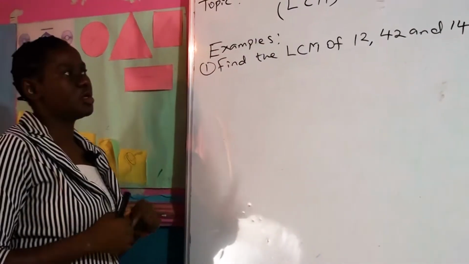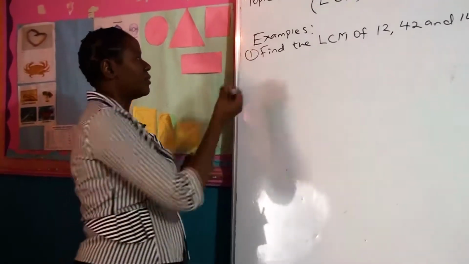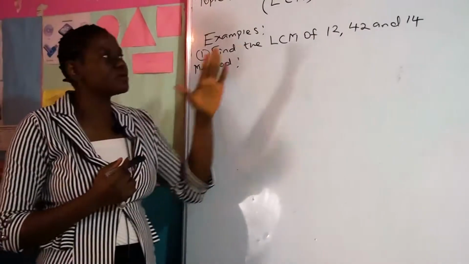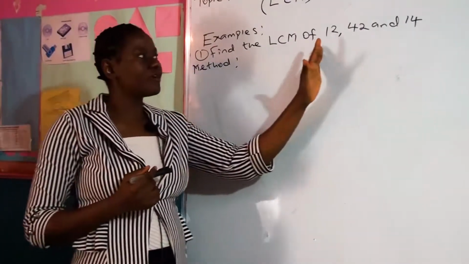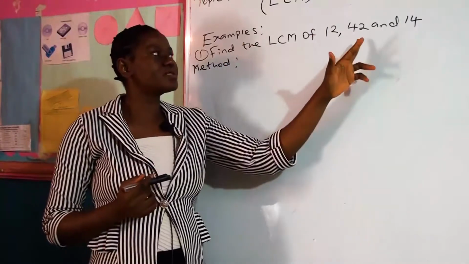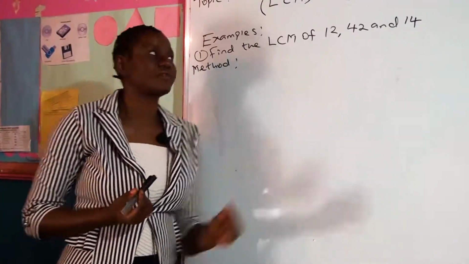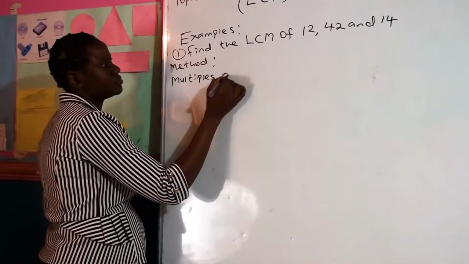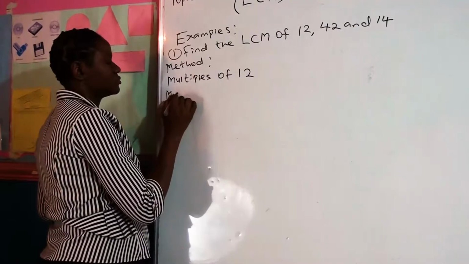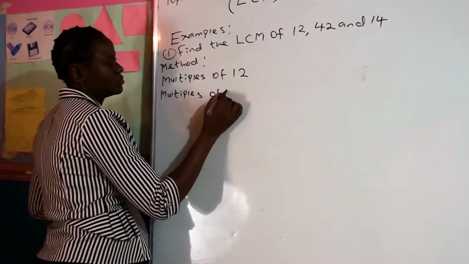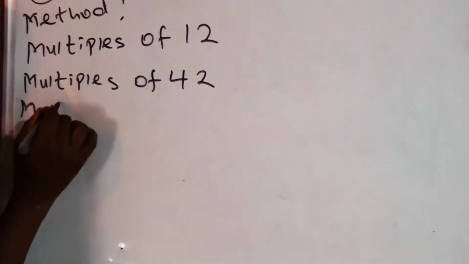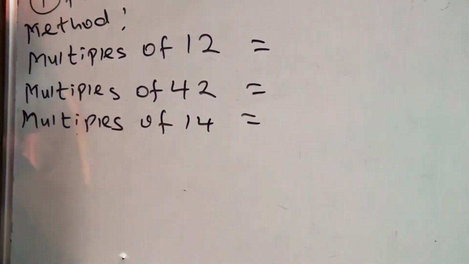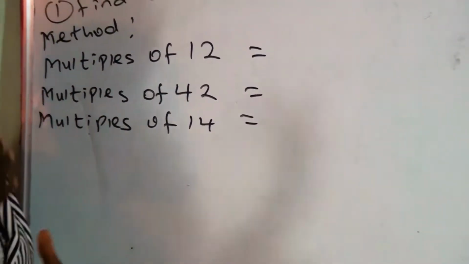We could use any of two methods. In the first method, we look for the multiples of each of these numbers. We look for the multiples of 12, multiples of 42, and multiples of 14. Okay, multiples of 12.